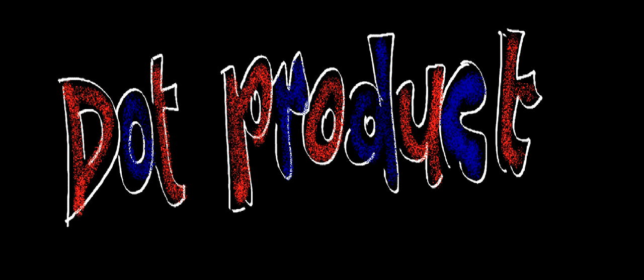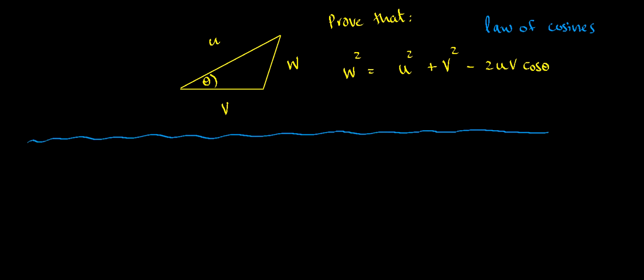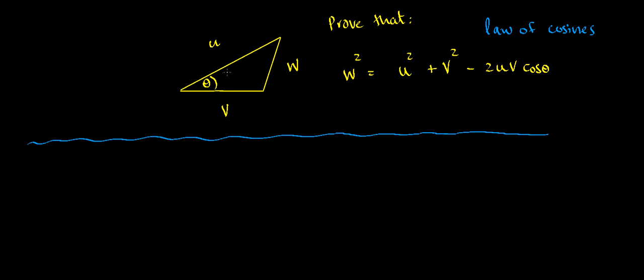Hi, in this video I'm going to be solving an example on dot products. So we're given this triangle over here with sides u, w and v, angle theta between side u and side v, and we're asked to prove the law of cosines, which is over here. Now I suggest you pause the video and try and solve this problem. It will be a good exercise.